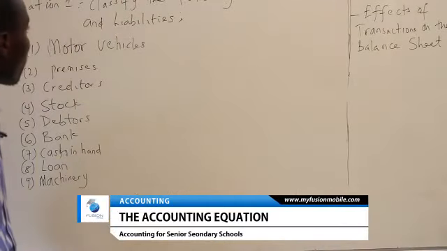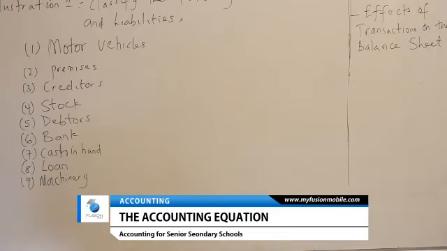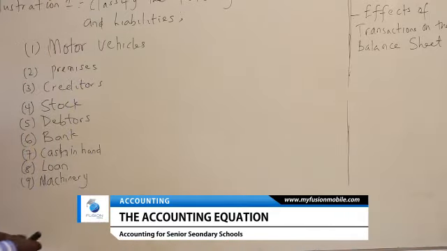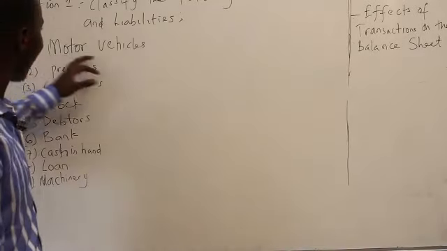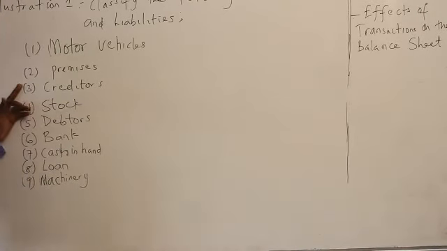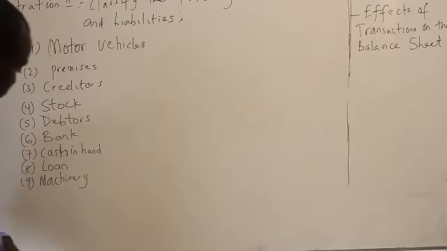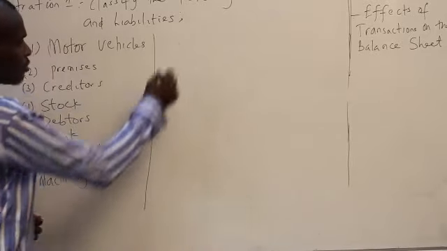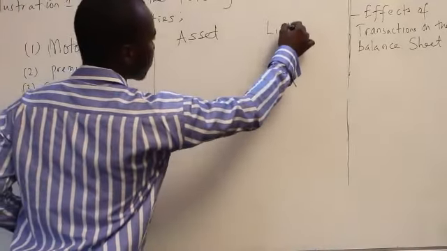So we have illustration 2. The question is to classify the following items into assets and liabilities. Number 1, we have motor vehicles, premises, creditors, stock, debtors, bank, cash in hand, loan, and machinery. Divide into assets and liabilities.